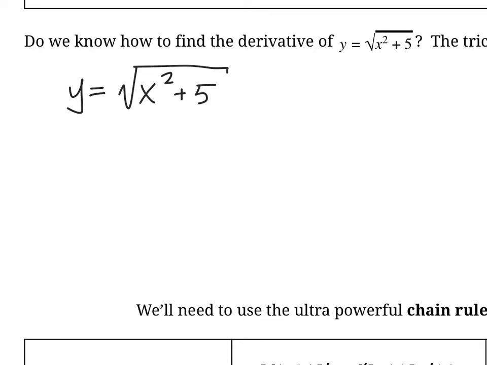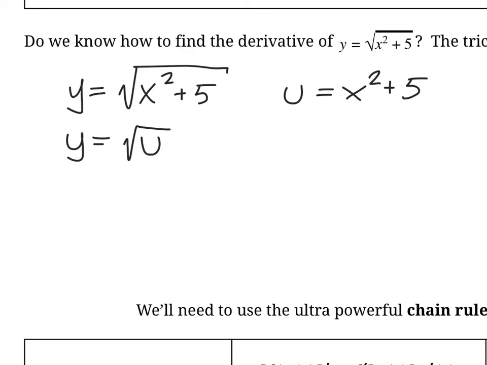What's the substitution that makes sense here? Well, wouldn't it make sense to put the stuff inside the square root as another variable? So let's make u equal to x squared plus 5. That simplifies it a bit, right? Because now if we rewrite this, it's going to look like the square root of u. Can we take the derivative of this function now?